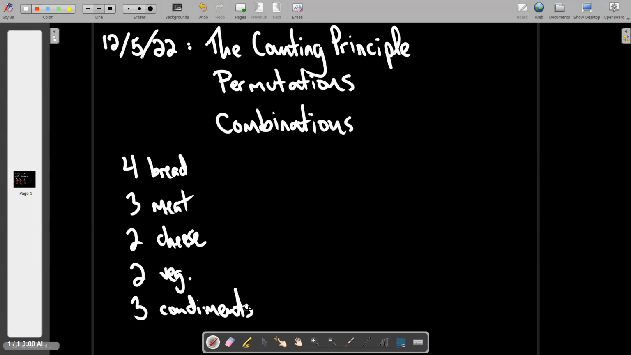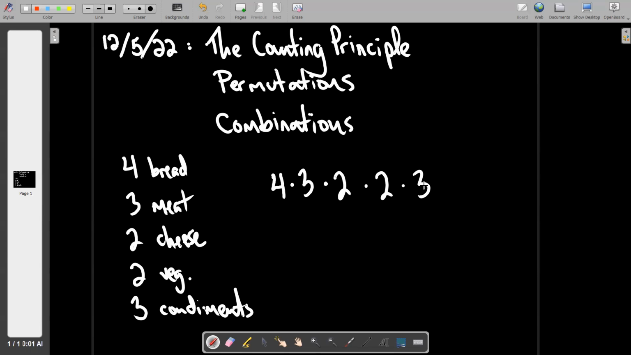The counting principle simply says that if you have options along the way, you simply multiply the number of options at each stop. So I have 4 breads to choose from, so I put 4, times 3 meats, times 2 cheeses, times 2 vegetables, times 3 condiments. If you multiply those out, that will always give you the number of uniquely different sandwiches that you can make.